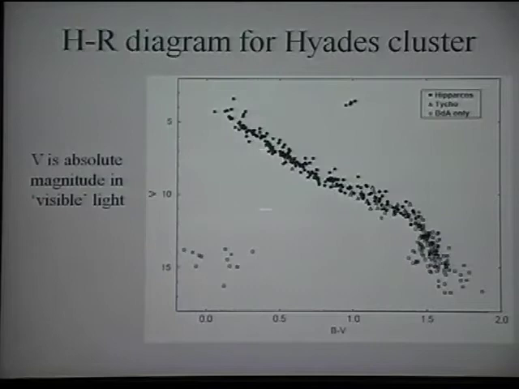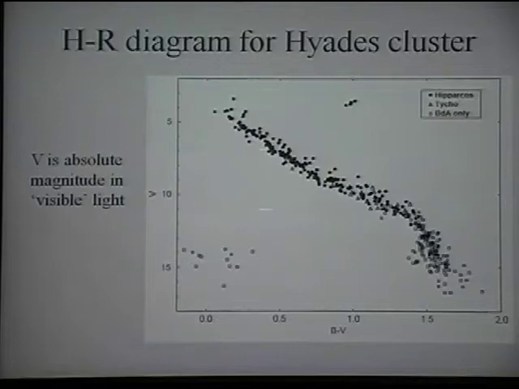But they're not all at 46 parsecs. Some are as close as 40 and some are as far as 50. But we know the distance to each individual star in the Hyades today. So we can calculate the absolute brightness of each star without making the assumption that they're all at about the same distance. We get an HR diagram for the Hyades cluster.